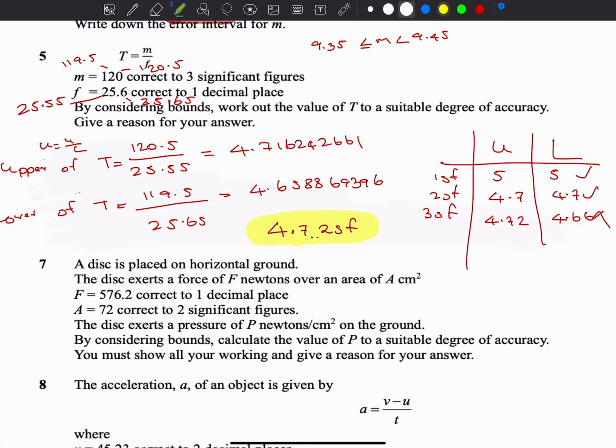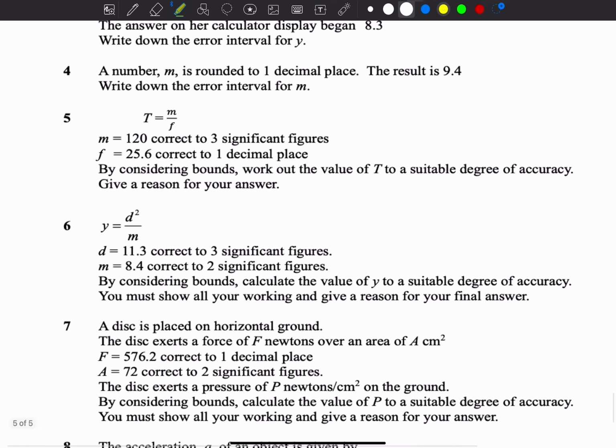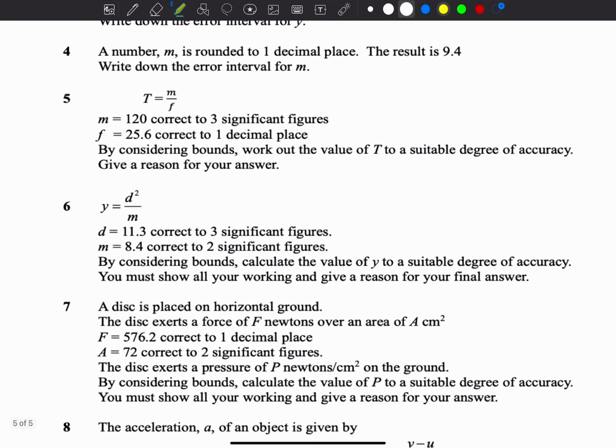Okay, next one. Now, let me get my pen and I'll erase the first question above, so I have space to write.